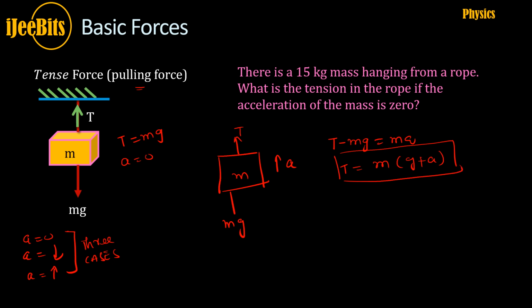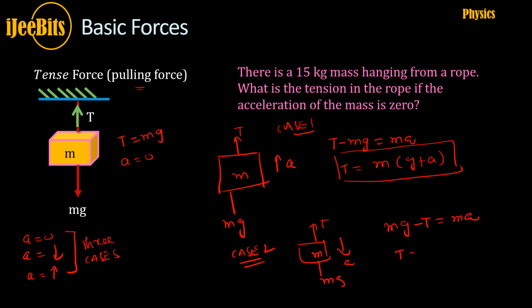So what if it is in a downward direction? Case 2. So let's say this is case 1. What about case 2? Case 2, if it is a downward direction, a is downward, T is upward, mg is downward. So the net force here is in the downward direction, so obviously this would be the higher value, right? mg minus T would be your ma. Then T would be mg minus a.